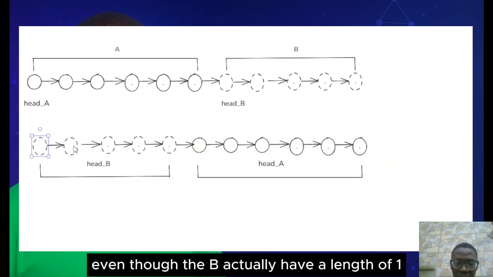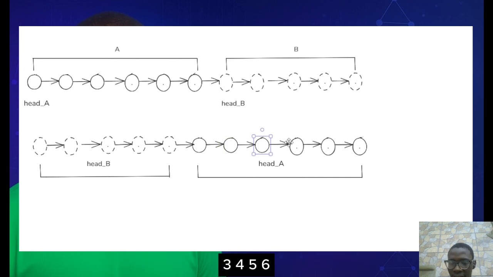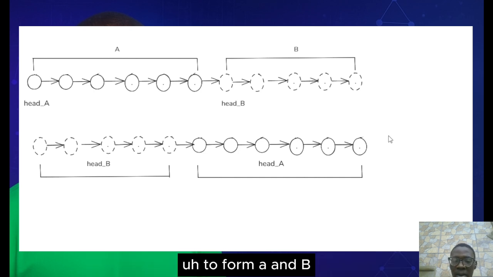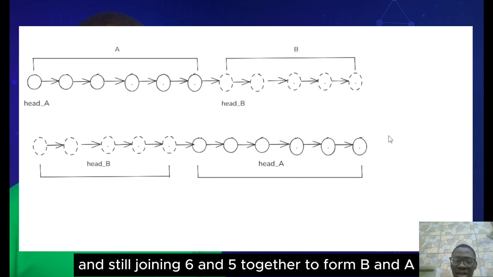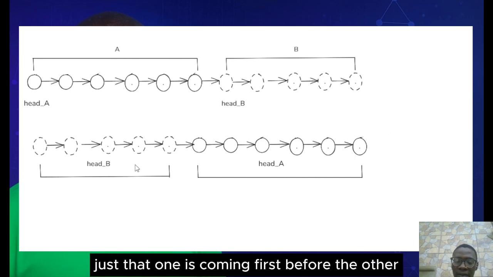Even though B has a length of 1, 2, 3, 4, 5, while A has a length of 1, 2, 3, 4, 5, 6, because we are joining 5 and 6 together to form A and B, and joining 6 and 5 together to form B and A, they both have the same length, just that one is coming first before the other.